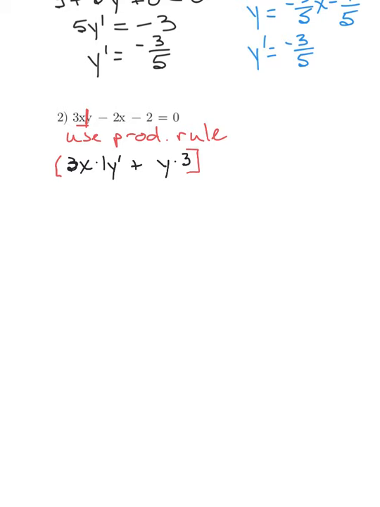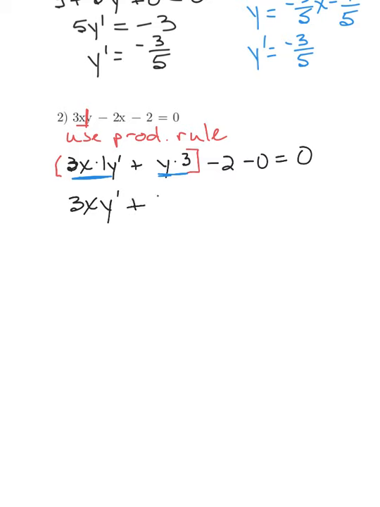Now go on and do the derivative of the rest of the terms. The derivative of minus 2x will be minus 2. The derivative of minus 2 would be 0, and the derivative of 0 is also 0. So we are going to clean up what we've got going over here a little bit, just to make it prettier and easier to read. 3x times 1y prime would be 3x y prime.